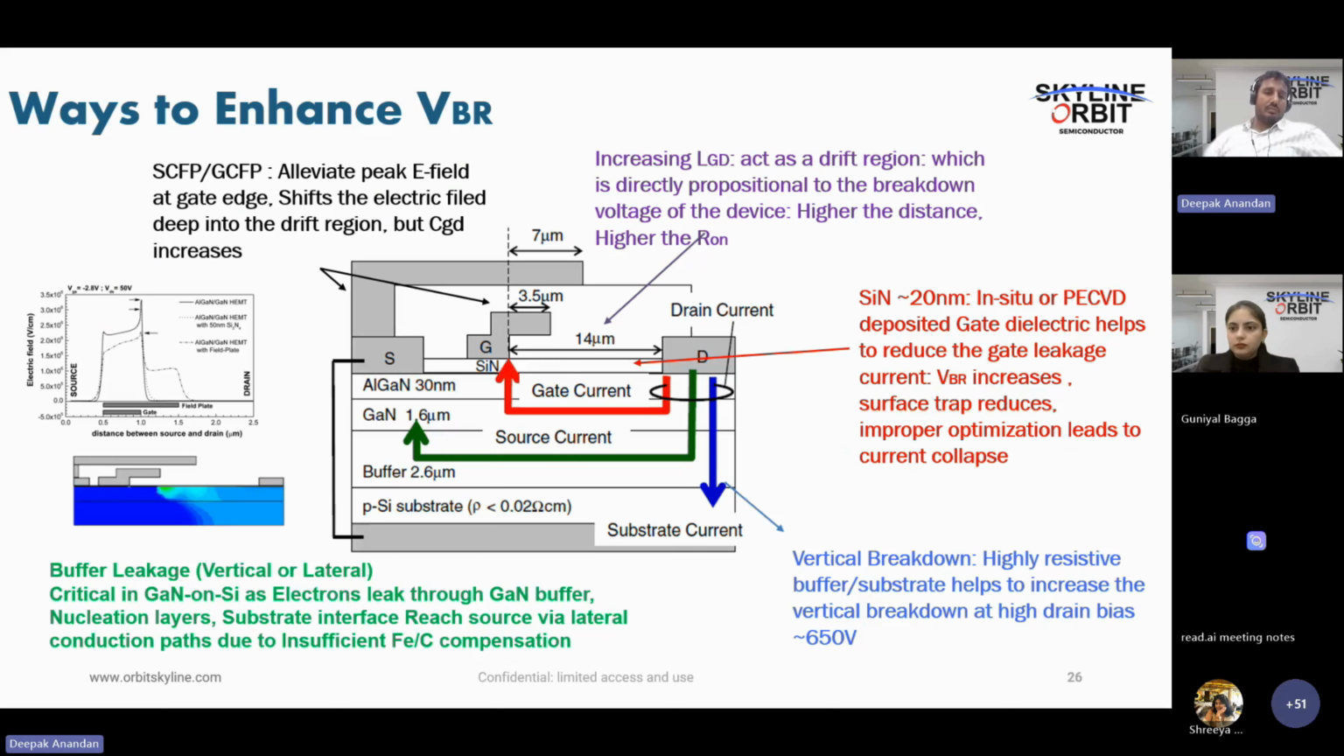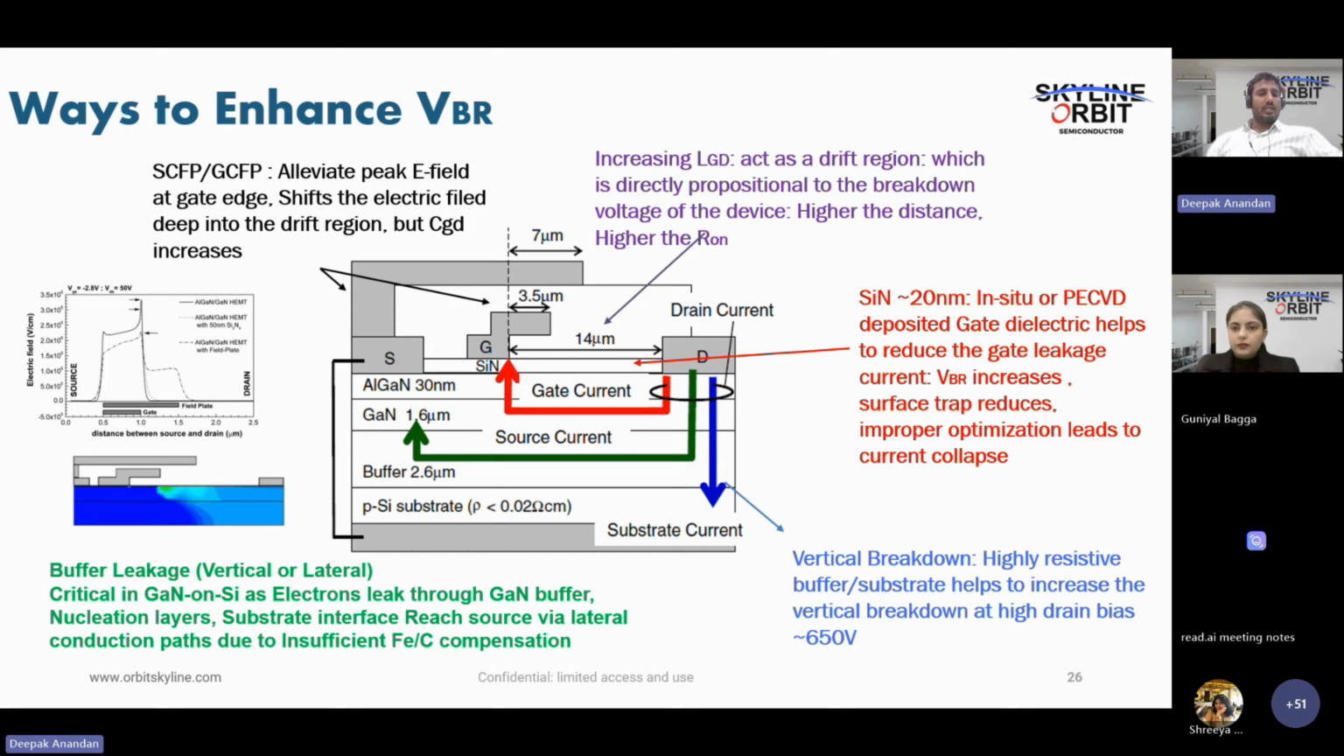So these are the VTH based alignment, where you can make the device either normally on or normally off using different techniques, something like recess, fluorine ion implantation, p-GaN incorporation. So these are the techniques we use for the VT, threshold voltage tuning process.